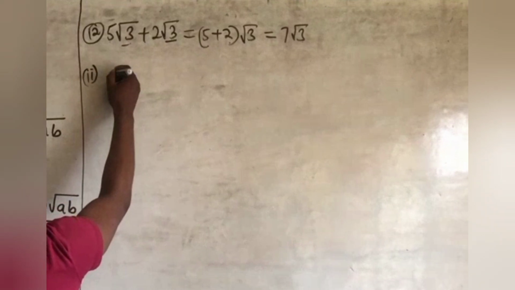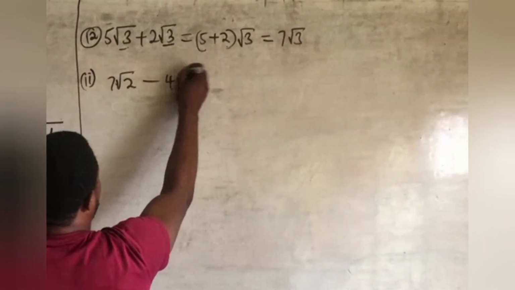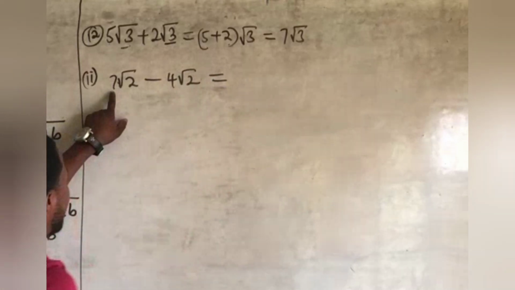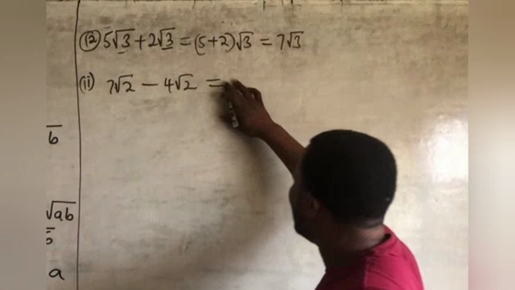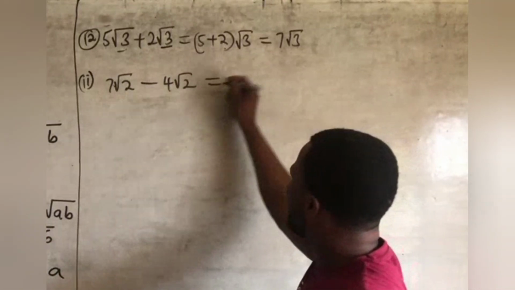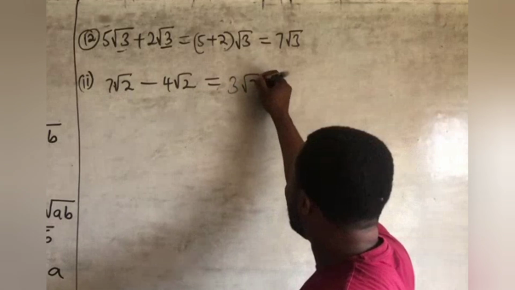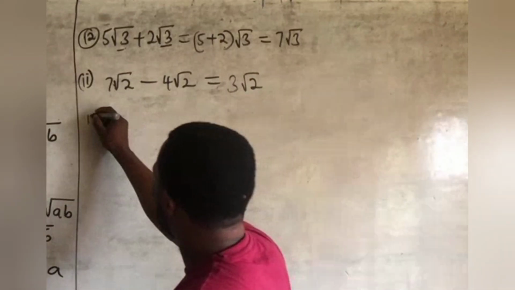The same thing is applicable for the subtraction. That is, I can have 7 root 2 minus 4 root 2. What do you see here? Because they are the same roots, I can operate. I can go on and subtract. So 7 minus, I will just subtract their coefficient. So 7 minus 4 is what? 3, then root 2. Do we understand?